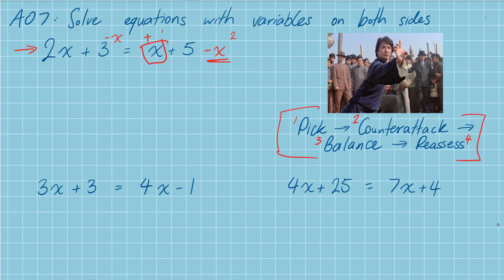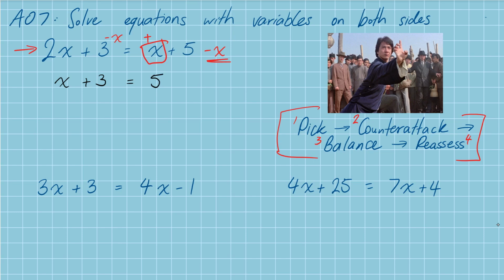So I've taken an x off there, so I'm now at 1x. Still got the 3. I've taken the x off there, which means I'm just left with 5. Fantastic. All right, now what's my next step?